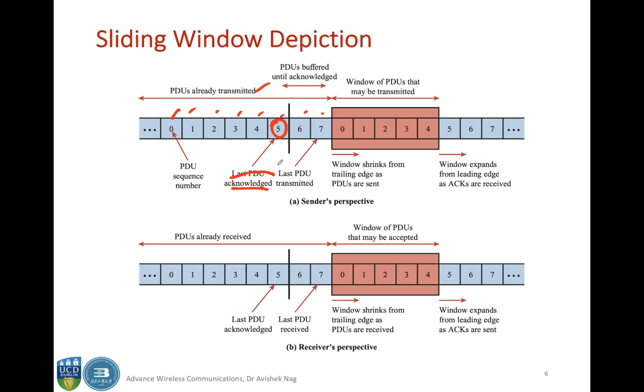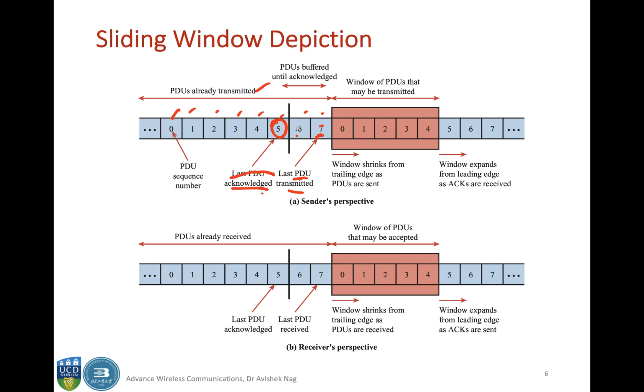And 6, 7 are the PDUs which are buffered but are still not acknowledged. And 7 is the number of the last PDU that is transmitted. So you see you have transmitted 0 to 7; 7 is the number of the last PDU transmitted, but 5 is the number that was last acknowledged by the receiver. So out of 0 to 7, 0 to 5 has been confirmed as received by the receiver.